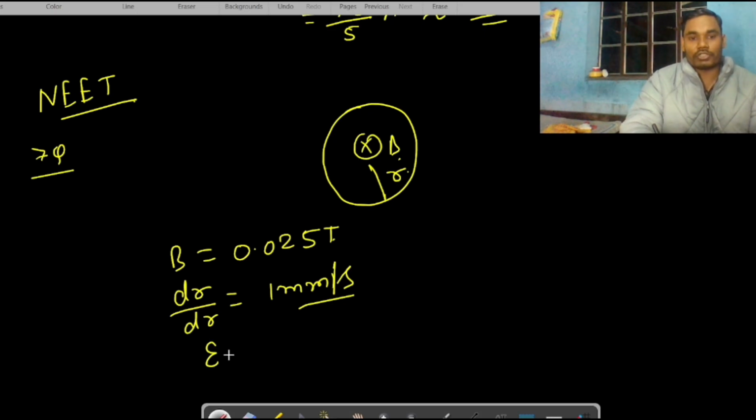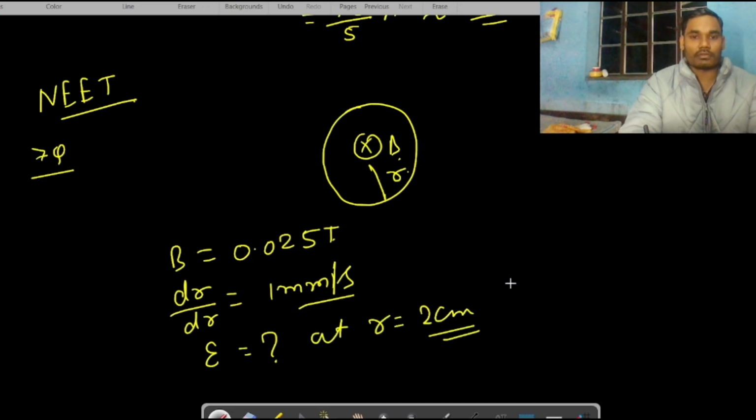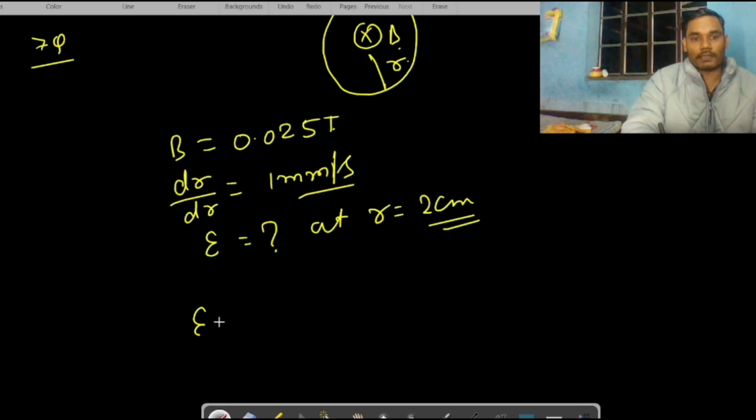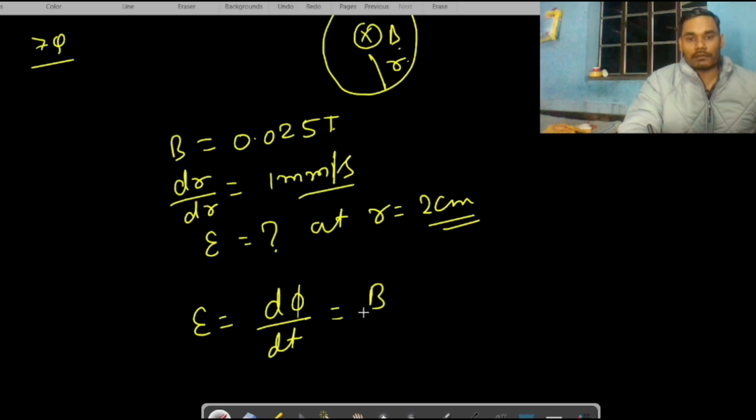We have to find the induced EMF in this loop when r is 2 centimeter. So r is decreasing at this moment, when r is 2 centimeter. At that moment, what will be the induced EMF? So let's do it. EMF is again d phi by dt. The magnetic field is not changing, so from the magnetic flux we will take out the magnetic field, and here dA upon dt.